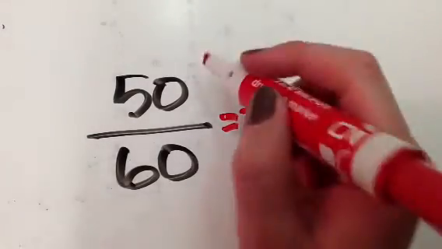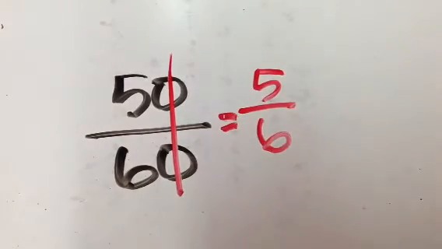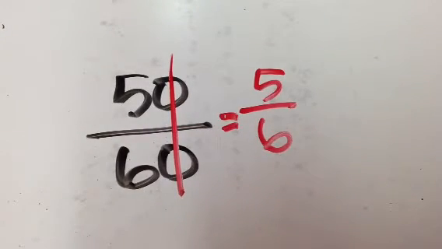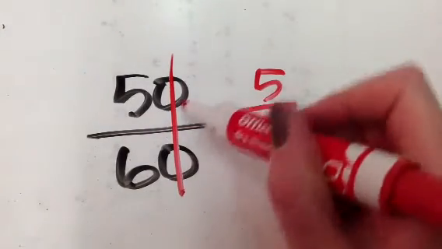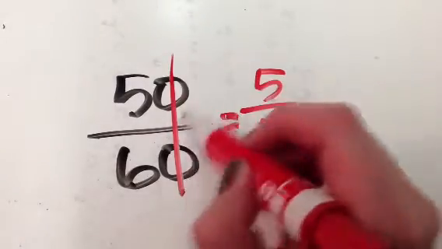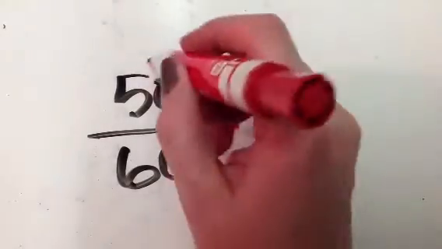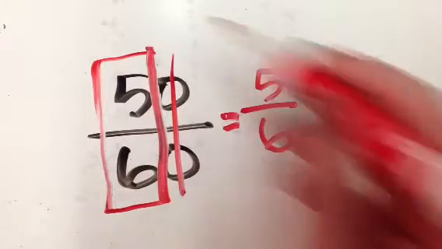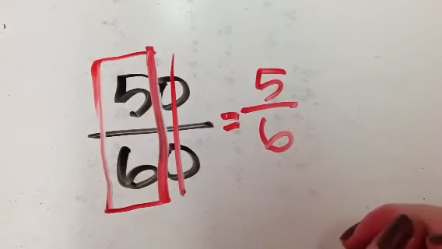Or I could just go like that and cross those zeros off. And so by just getting rid of those extra zeros, you can see that what I'm left with is 5 over 6. And so then I know that that's my answer.